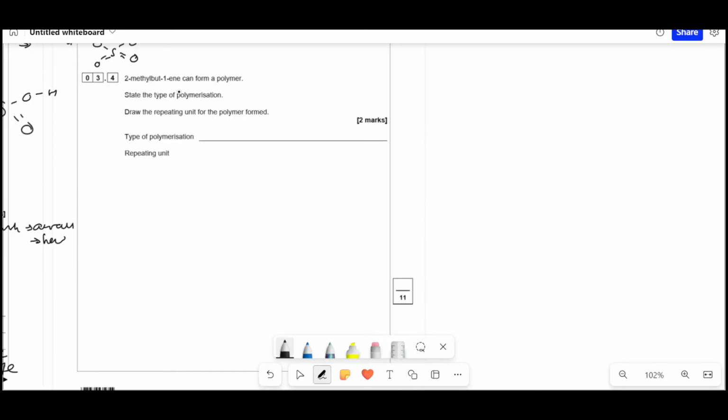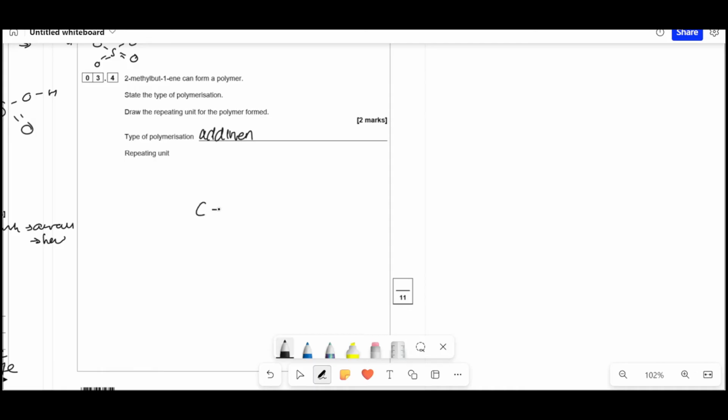So 2-methyl-but-1-ene can form a polymer. State the type of polymerization, and then state the repeating unit. The only ones that you guys know about are condensation polymerization, in which H2O is released, and addition. Addition is the one that alkenes do. So addition, and you can tell because there's no H2O or small molecule to release. So then it's an addition polymer, so just draw what it is.